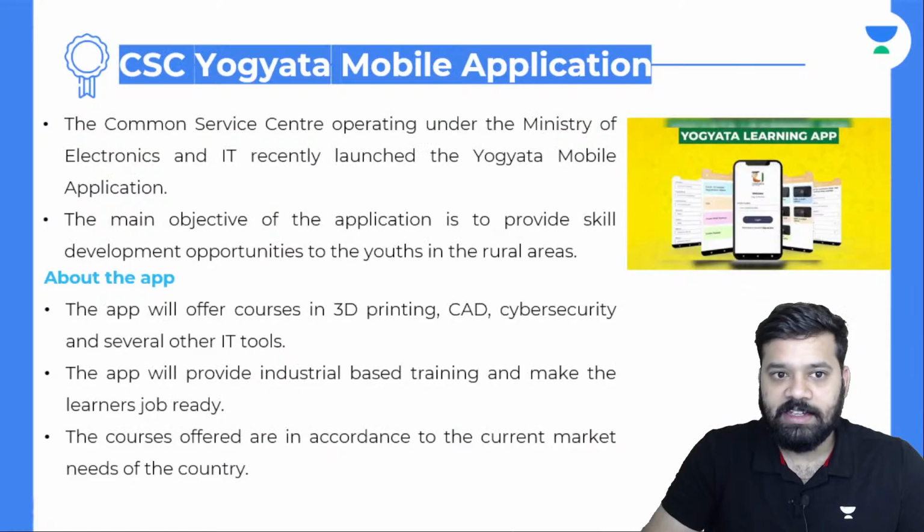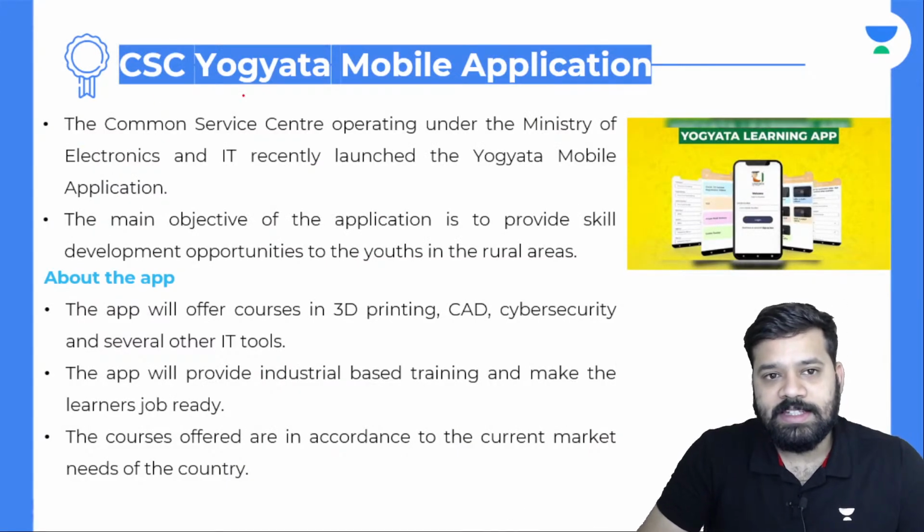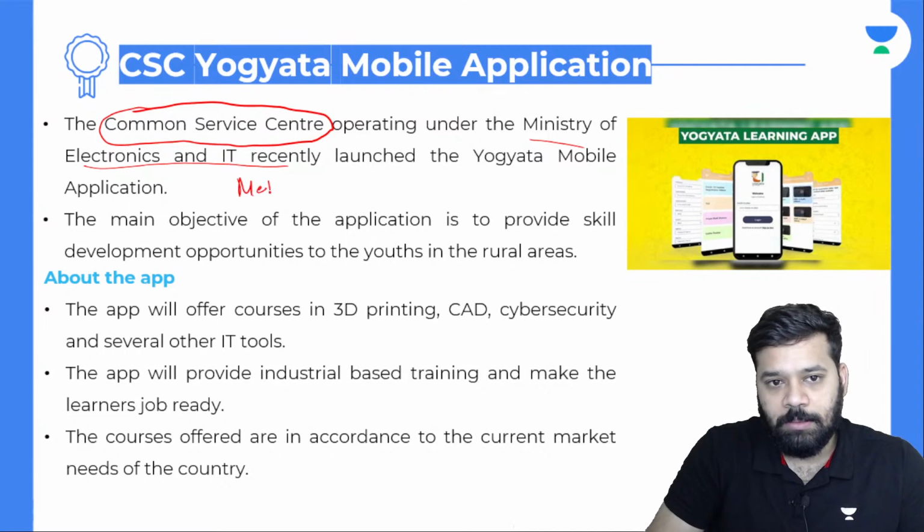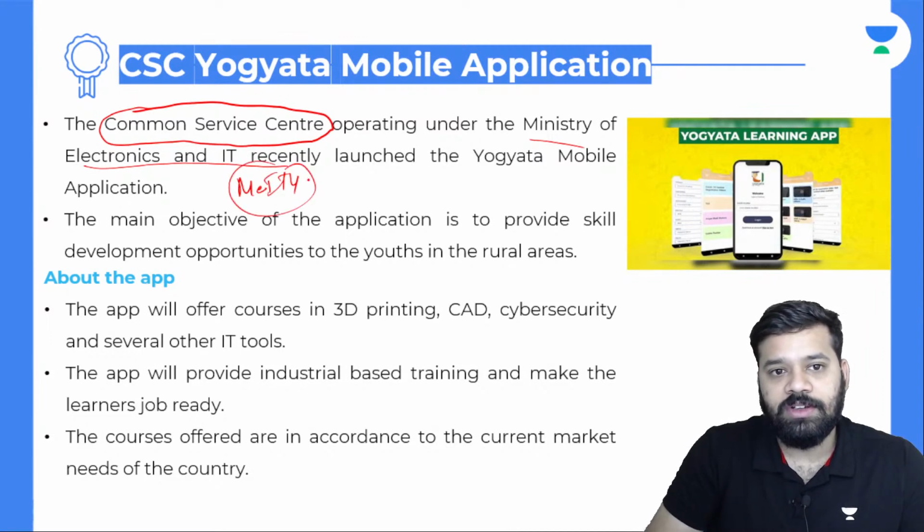All right, let's crack it. So the first topic, CSC Yogita Mobile Application. CSC means Common Service Centers, wherein all the services are at one place, that is Common Service Center. This is operating under the Ministry of Electronics and Information Technology, that is MEITY.